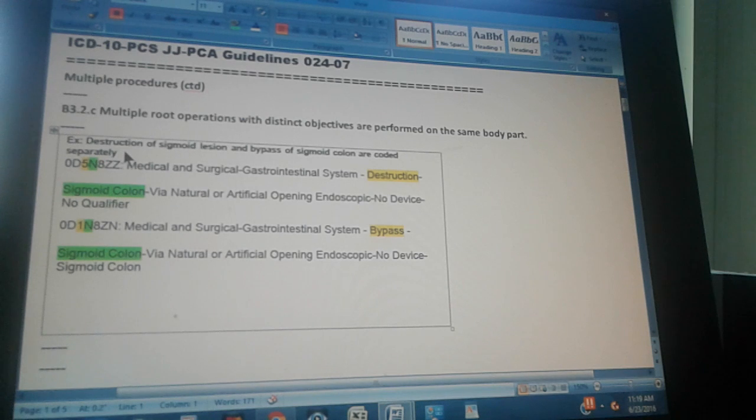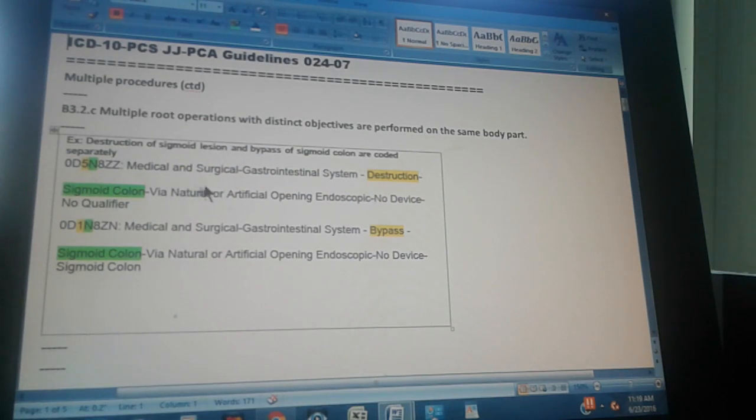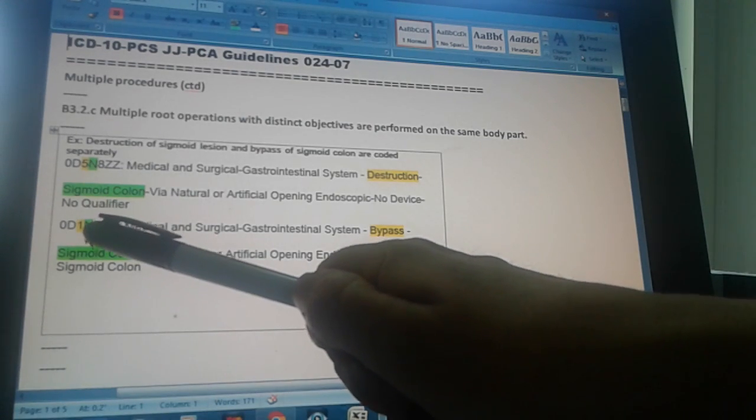We're talking about the same body part, which is the sigmoid colon. One is a lesion, and you're going to destroy that lesion, and the other one is a bypass of the same body part, the sigmoid colon. Do you have only one code? No, you have two codes. One is for the destruction of the lesion, which will be this code right here, and the other is for the bypass, which would be this code right here.